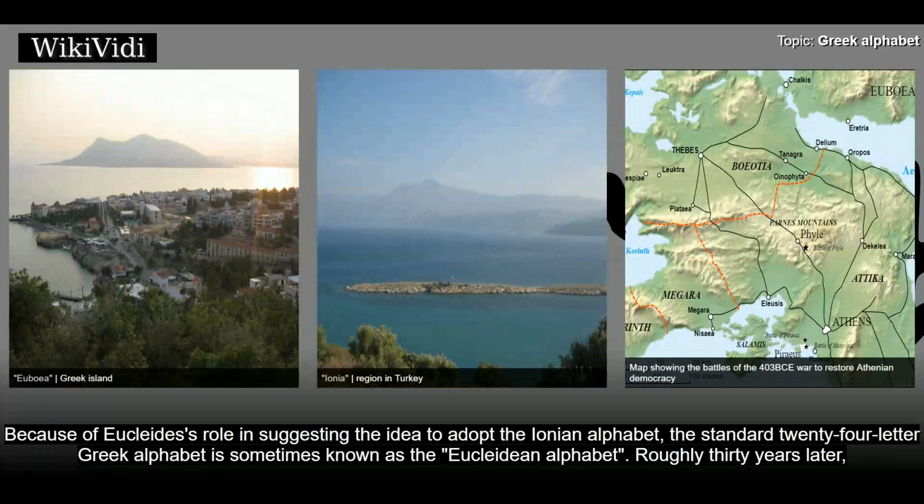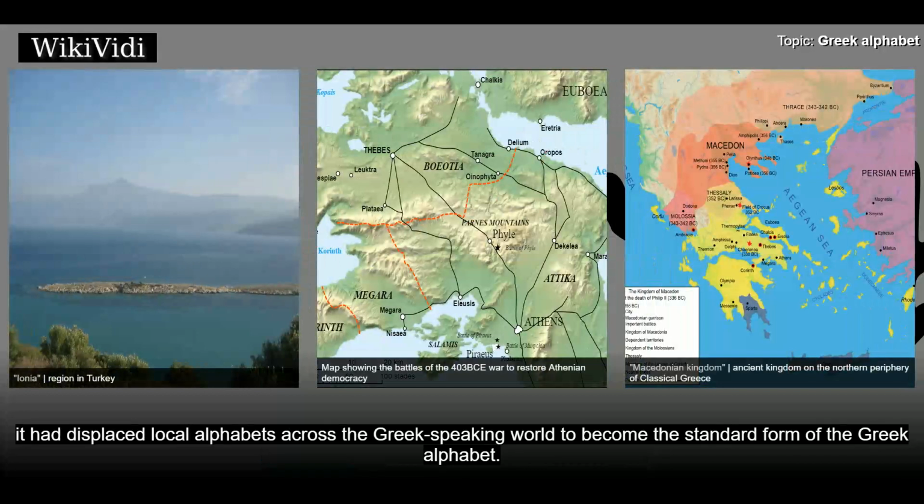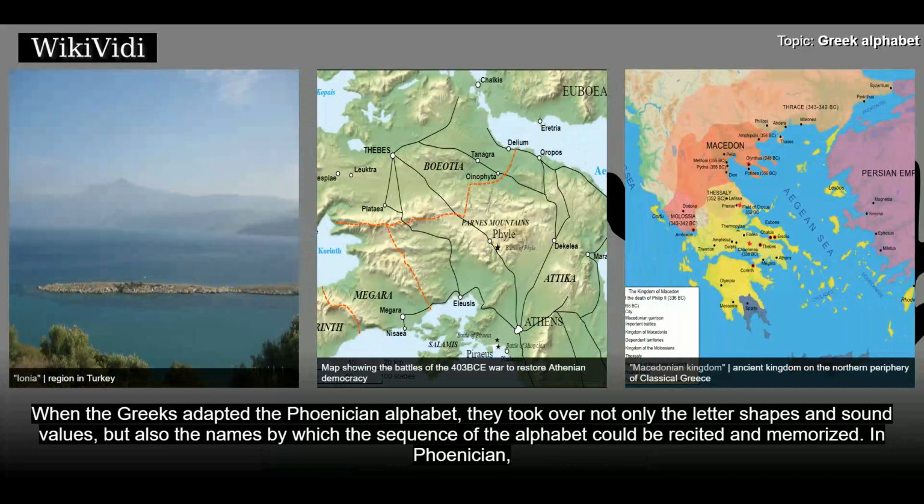Roughly 30 years later, the Euclidean alphabet was adopted in Boeotia, and it may have been adopted a few years previously in Macedonia. By the end of the 4th century BC, it had displaced local alphabets across the Greek-speaking world to become the standard form of the Greek alphabet. Letter names. When the Greeks adapted the Phoenician alphabet, they took over not only the letter shapes and sound values, but also the names by which the sequence of the alphabet could be recited and memorized.